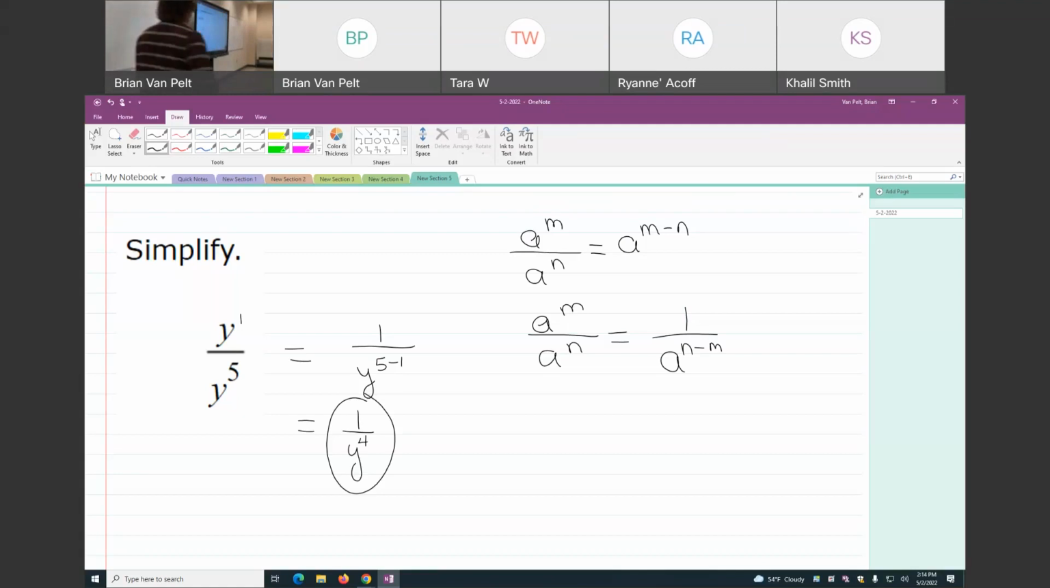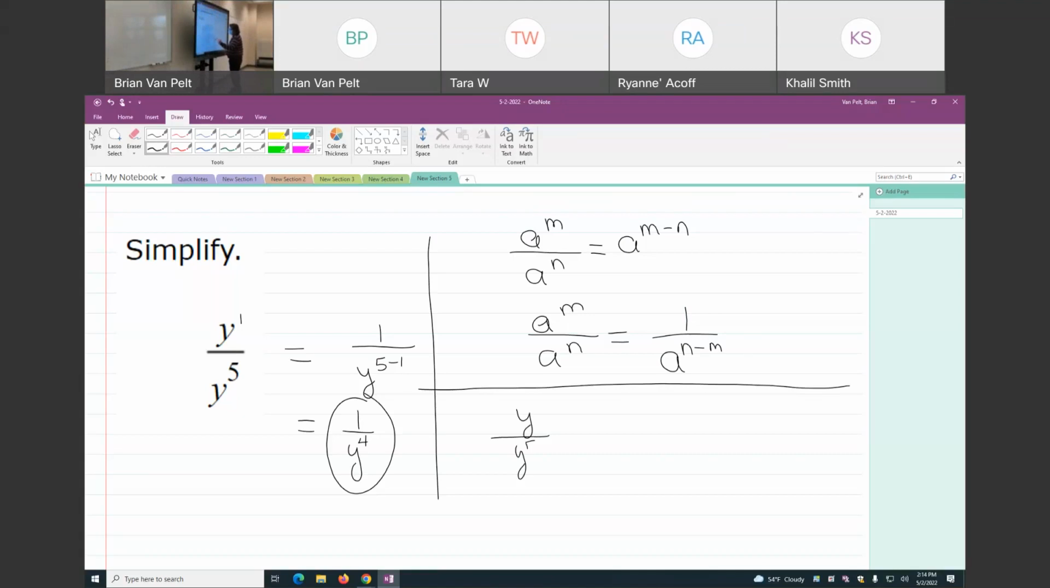Another way you can check yourself on these things very fast: if you have y over y to the 5th, this is the same as one y on top and 5 y's down there. If I take one y away, how many y's are left?